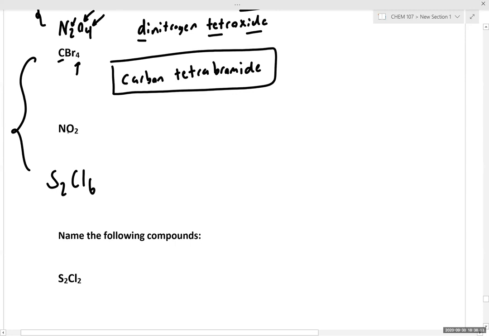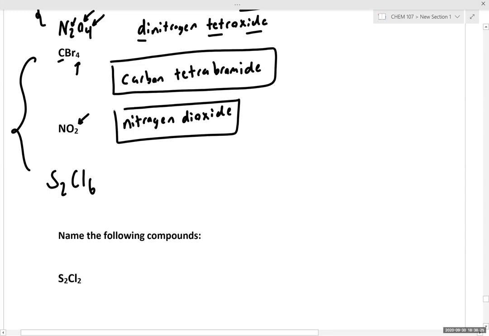Okay, so looking at NO2, we name our first element, which is nitrogen. We have 2 oxygens, so we name it as nitrogen dioxide. Does this second example make sense?